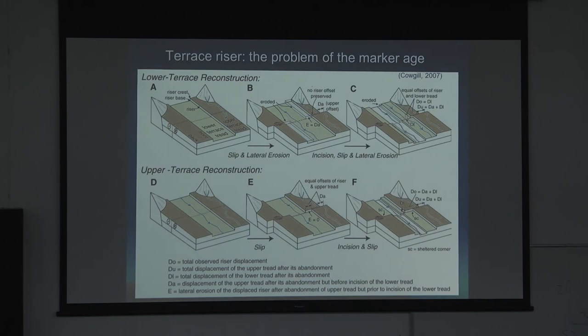In reality, or in most cases, you don't know exactly which scenario is the good one. Sometimes there are small fill cut terraces or inset terraces that give you some idea of what's going on. But in many cases, you don't know exactly. So in fact, you can basically bound the strike slip fault rate. You can say that you will get some maximum slip rate by dividing by the age of the lowest terrace, and a minimum slip rate dividing by the age of the upper terrace.